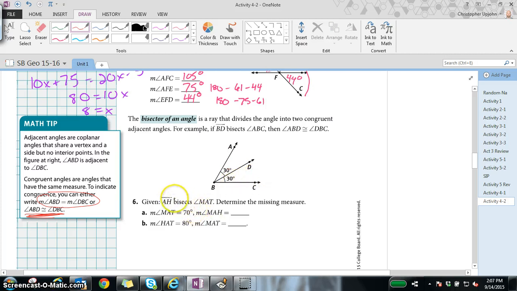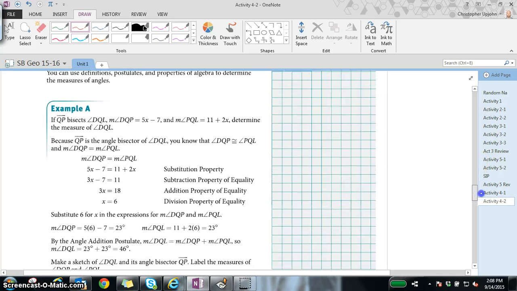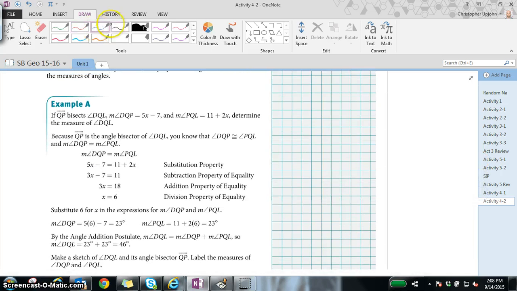So given ray AH bisects MAT, again, I would draw that out. So AH bisects MAT, so it has to be in the interior. If MAT is 70, well MAH is half of that, it's going to be 35. If we're going the other way, if half of it is 80, MAT, the whole thing would be double, 160 degrees. And we'll look through this last example.